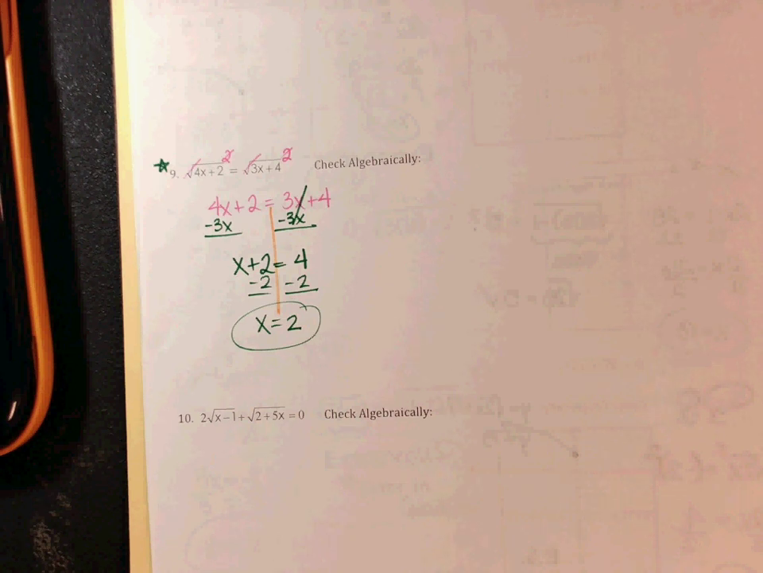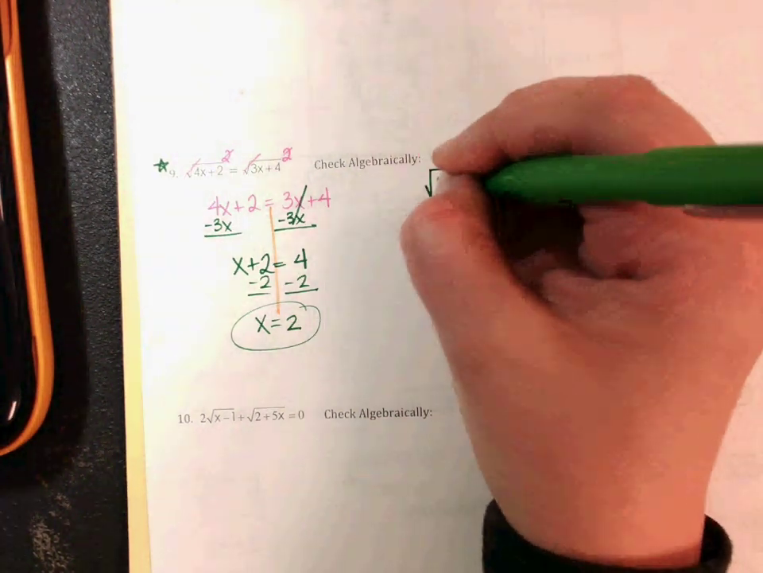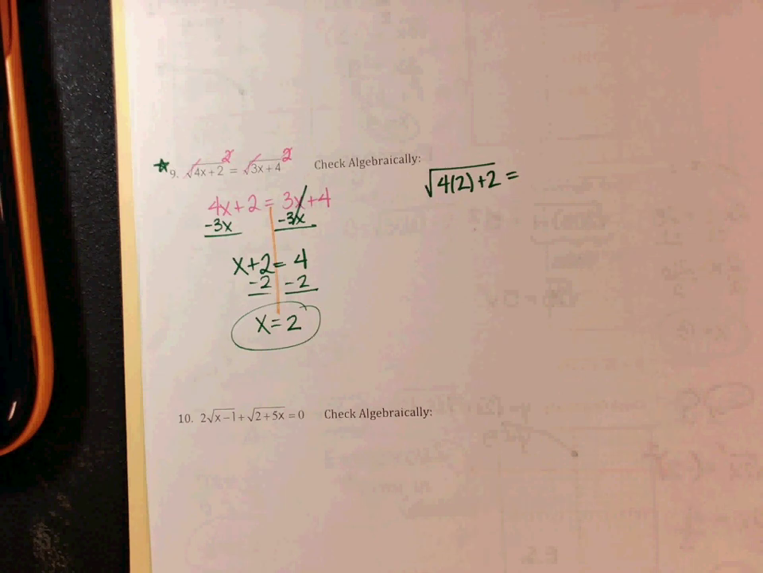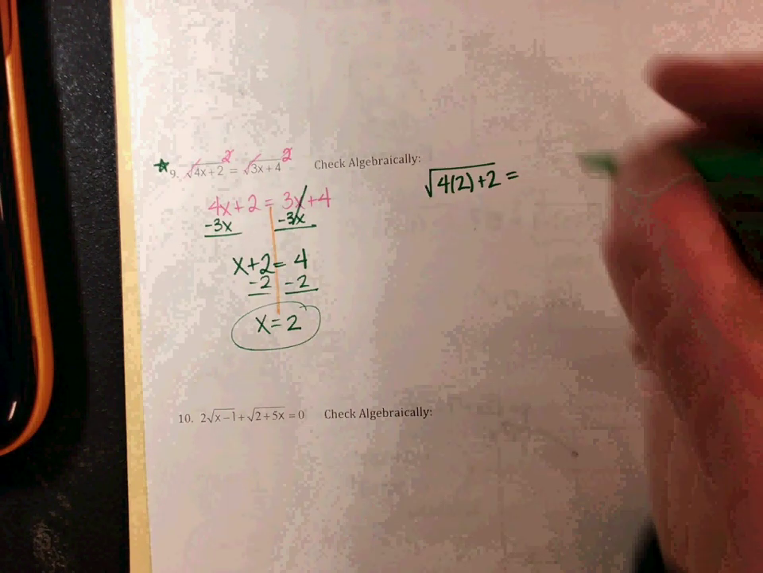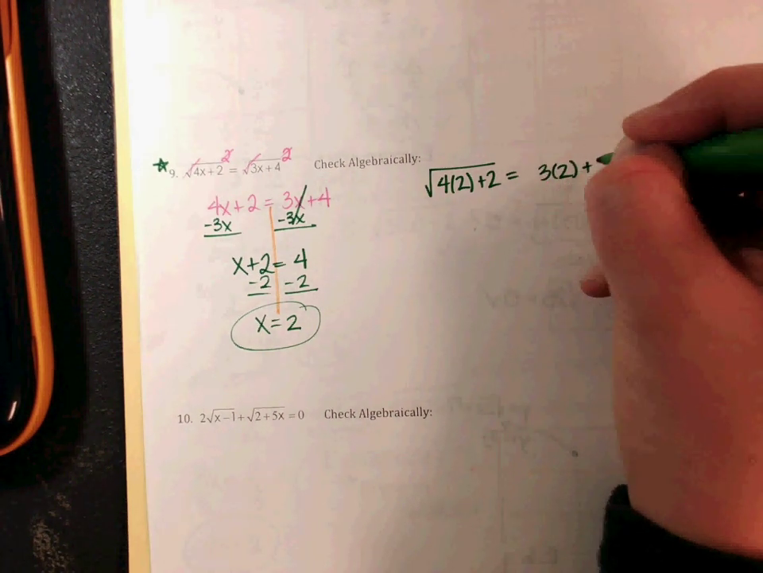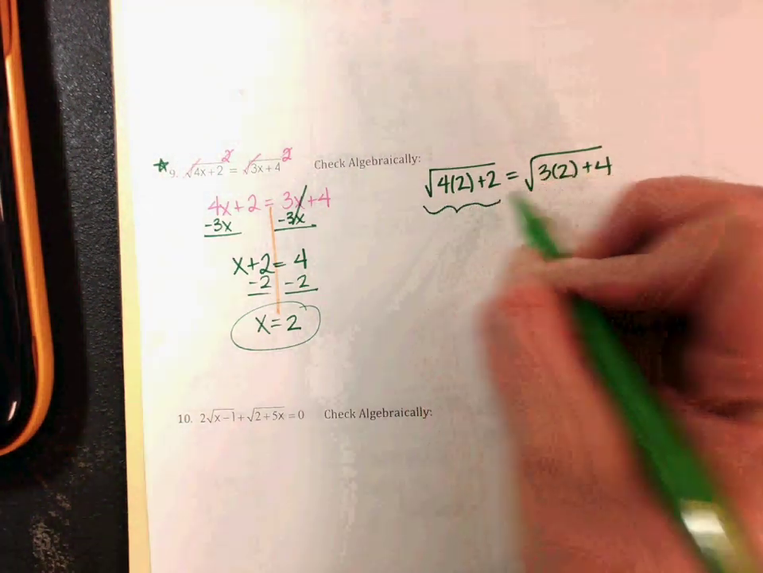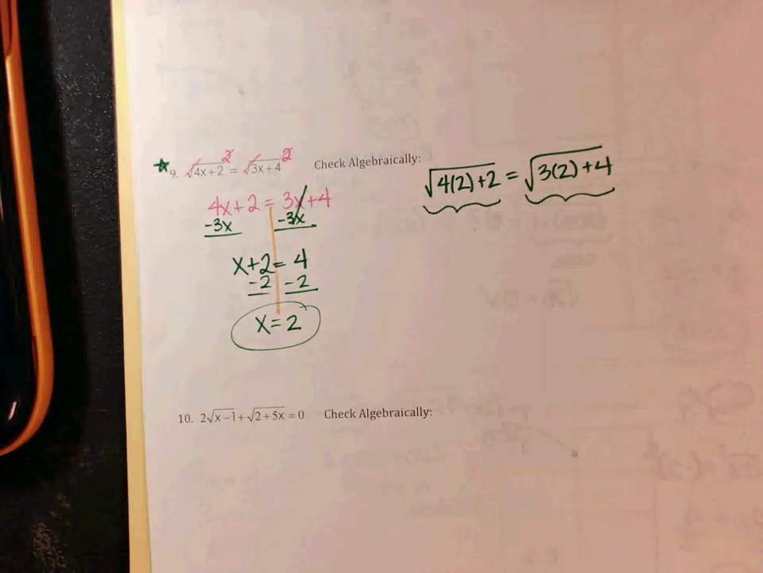This one says you're checking algebraically. So I'd have square root of 4 times 2 plus 2 equals, and then on the other side, square root of 3 times 2 plus 4. When you type these into your calculator, they're going to come out to be decimals. That doesn't matter as long as they're the same decimal. So type in this side, type in this side, they should be equal. And if they're not equal to each other, then you know it was extraneous.